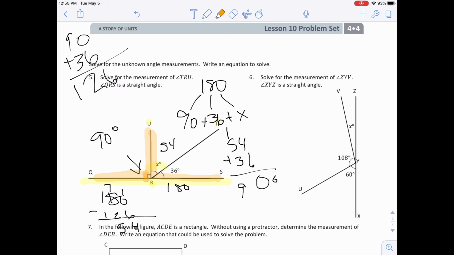On your paper for number 5, can you explain in words how you got the answer 54? That's my challenge to you. I hope you accept it.